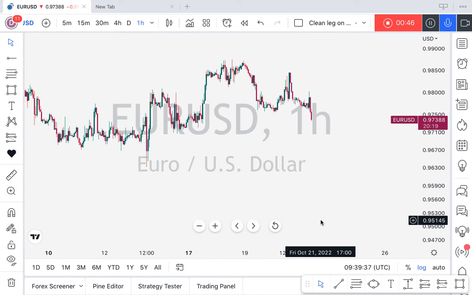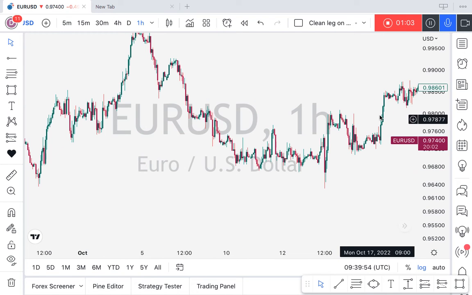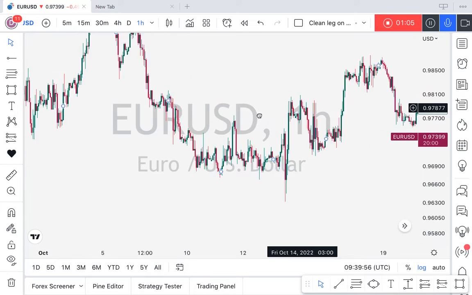Now what do I mean by subjective? Where you would place your key level is not necessarily where I would place my key level, depending on the time frame and the kind of trader that you are. I am not a scalper. I'm an intraday trader. I'm a day trader.